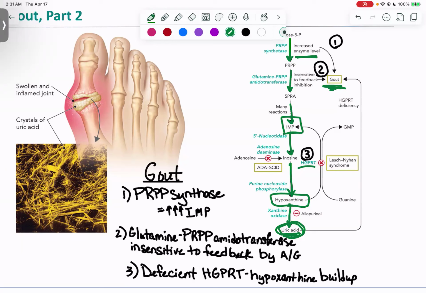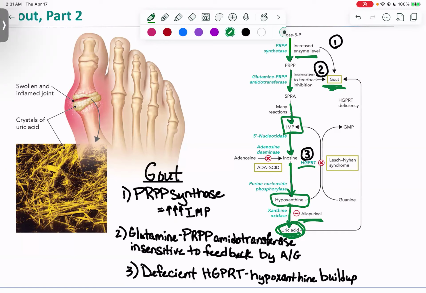Or really, you probably give them a drug called allopurinol. So right here, this one. Allopurinol prevents that conversion of hypoxanthine to uric acid. It's a competitive inhibitor of xanthine oxidase, and so it prevents that last stage conversion of hypoxanthine to uric acid.